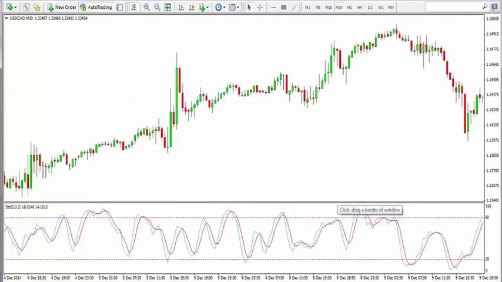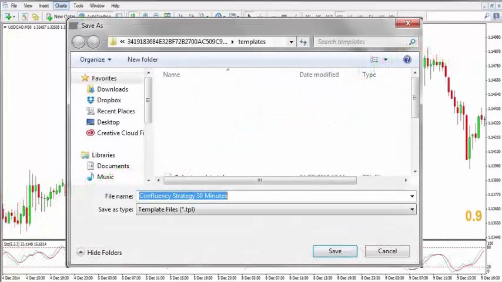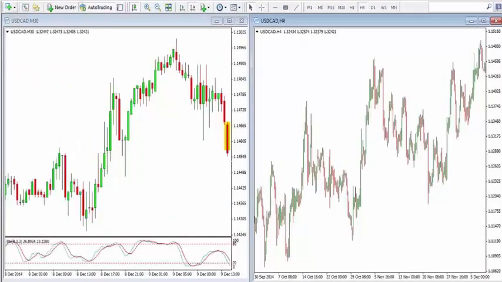To narrow the stochastic window down a little, put your cursor on this line here and then left-click while holding the left mouse button down and drag it down. Not too much, just like this. To save this as a template, go up to Templates here, left-click Template, click Save Template and name your template. Let's call it Confluence Strategy 30 Minutes. And then click Save. Right here you can see your stochastic settings, 8-3-3, and here you have the 80 control level and down here the 20 control level.